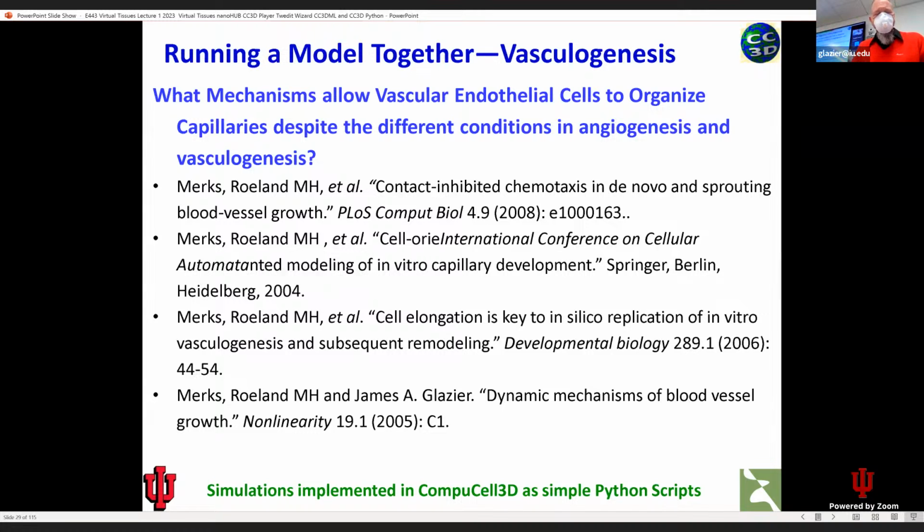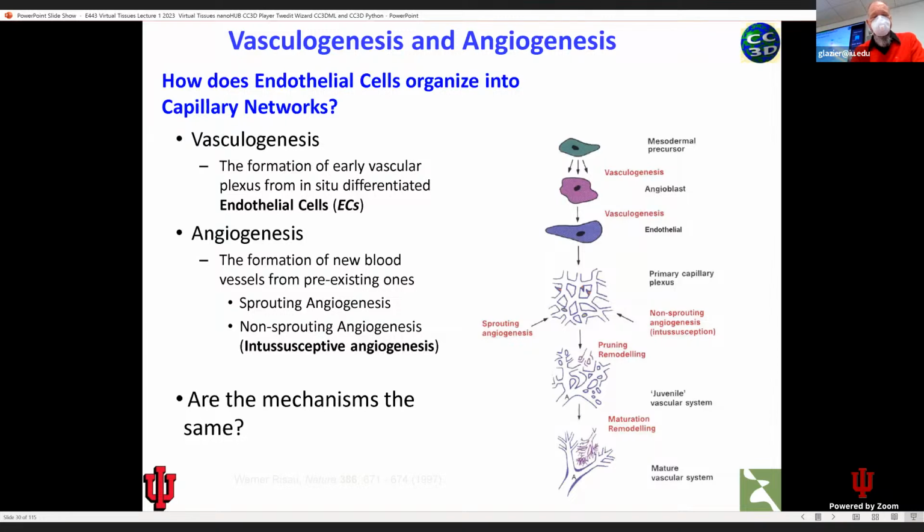This is based on modeling that was done by Roland Merks when he was a postdoctoral student many years ago, 15 years ago now. He's now a professor at Leiden University in the Netherlands. Goodness, it's more than 15 years ago, 17 years ago. Goodness, all right. And this is something that we can do together very quickly. We won't go into the details, it's just to get a sense of running CompuCell.